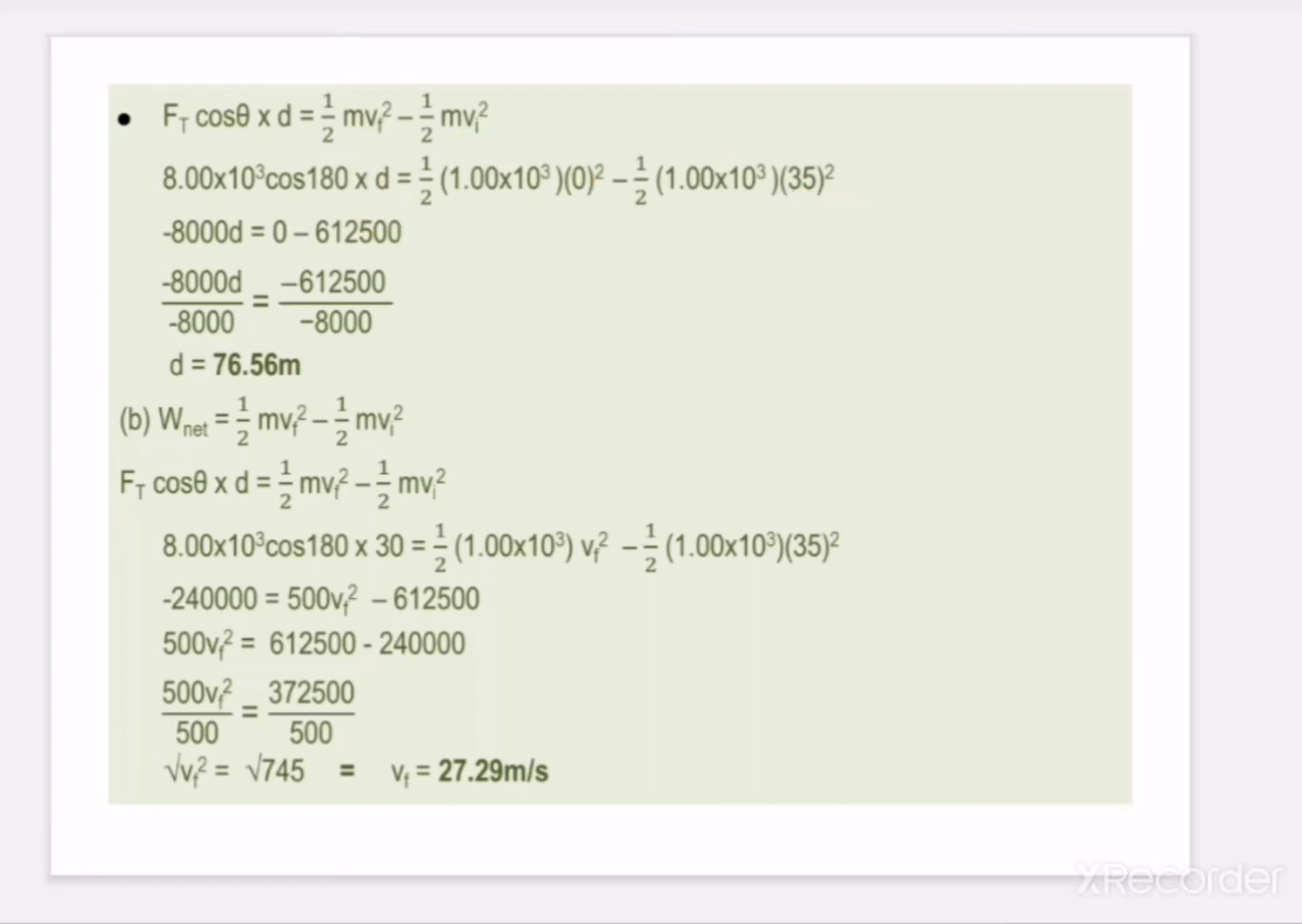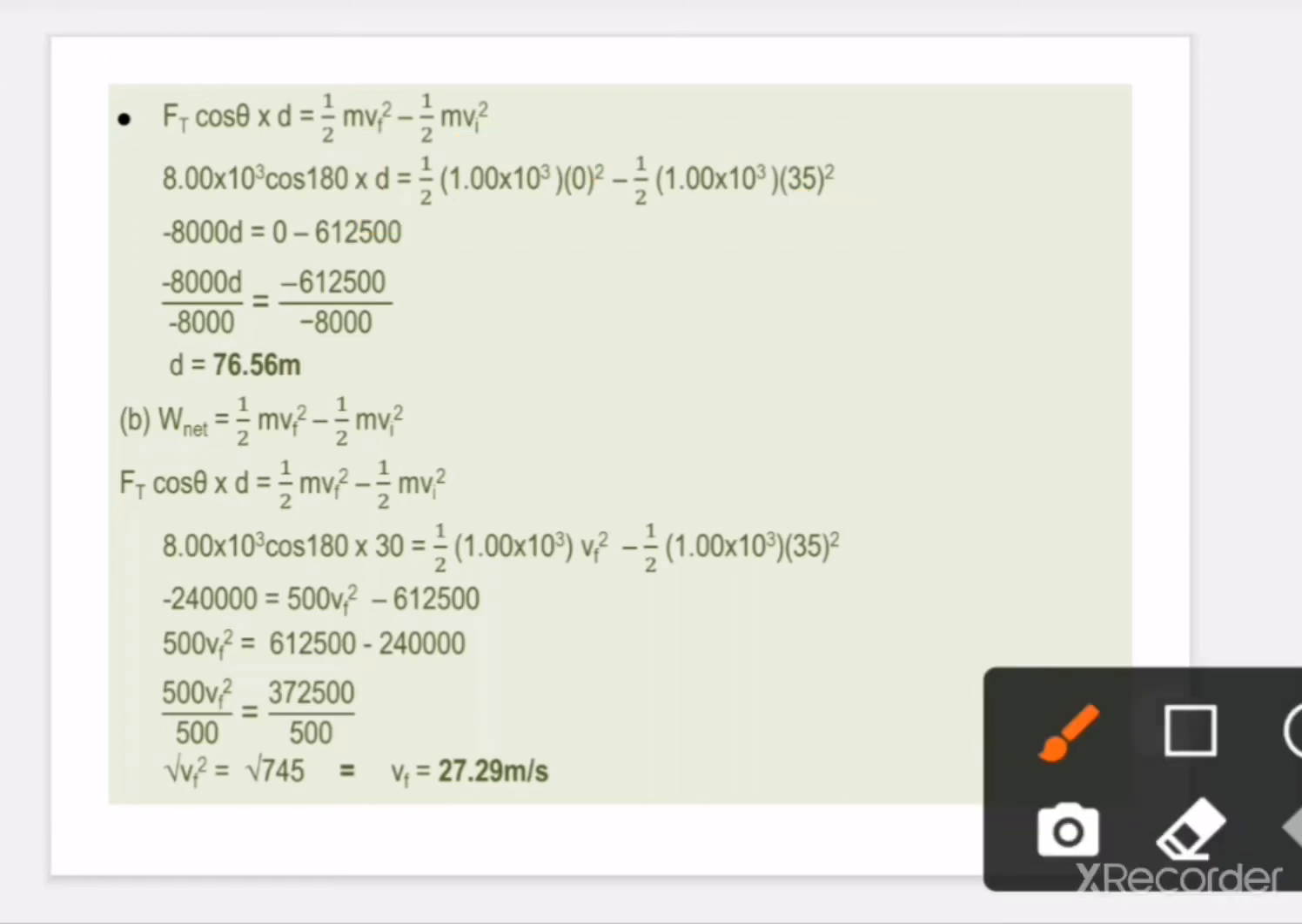And then when you come to the next step here, notice what you have. So we have negative 8,000 d on this side, and then we have 0 minus, what is this? This is 612,500. Okay, and then to get the value of d there, we simply just divide both sides of this by negative 8,000. So we divide negative 8,000 into 612,500. We get ourselves a value equal to 76.56 meters. And that happens to be the solution for part 1A.